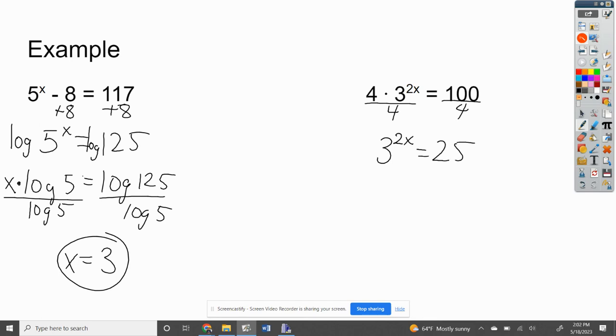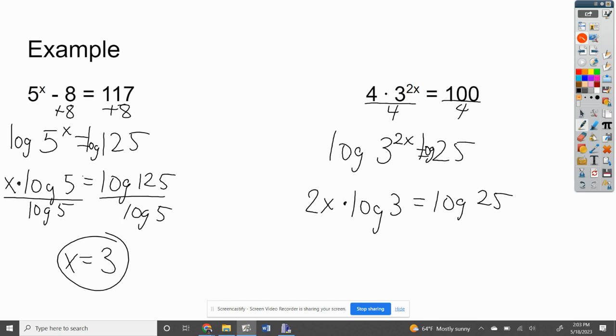Now you might think, I got 2 up there with my x. That doesn't really change much. I'm still going to take the logarithm of both sides, so do log on both sides. Okay, now I have a log of 3, and my property tells me if I have a 2x as an exponent that I can bring it out front. It means the same thing. And on the right side, I just have log of 25.